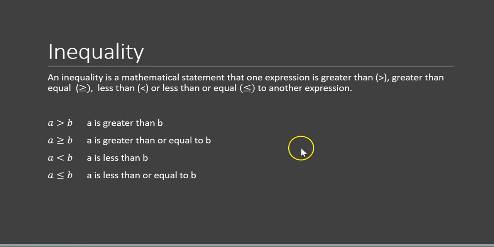Please review the inequalities when we are dealing with negative numbers. For example, negative 7 is less than or equal to negative 3. So take note that you don't have to satisfy both of these. So it's less than or it's equal. So if I have negative 7 less than or equal to negative 7, this inequality is still true.